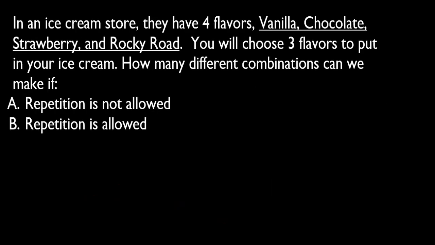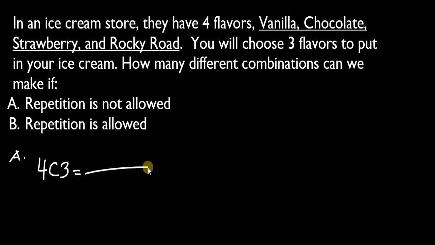Next example. In an ice cream store, they have 4 flavors: vanilla, chocolate, strawberry, and Rocky Road. You will choose 3 flavors to put in your ice cream. How many different combinations can we make if A, repetition is not allowed, B, repetition is allowed? Okay, so sa ice cream store, meron silang 4 na flavors. At 3 lang doon ang pipiliin natin. So sa repetition is not allowed, so tag-isa lang yan. Sa 4, pipili tayo ng 3.